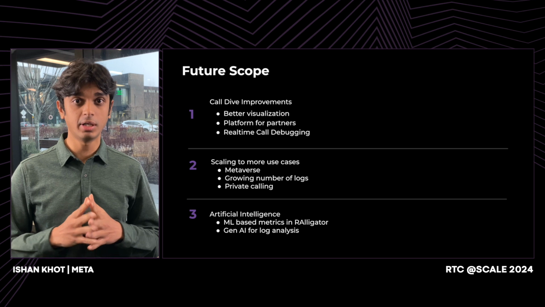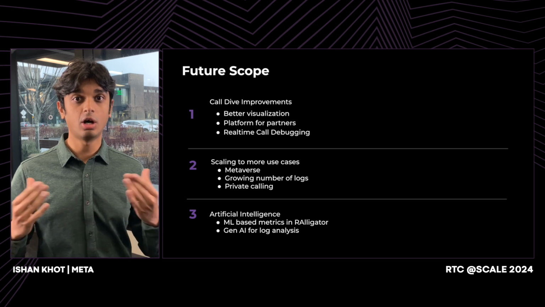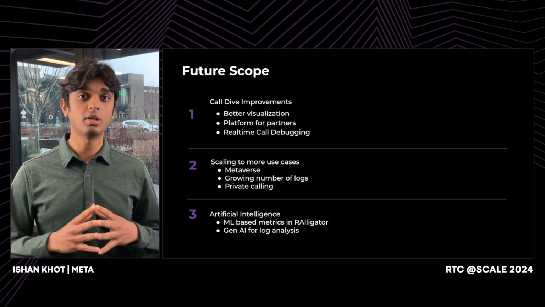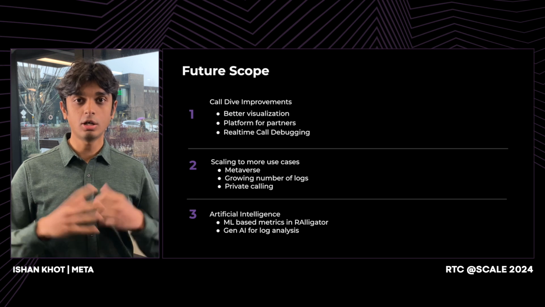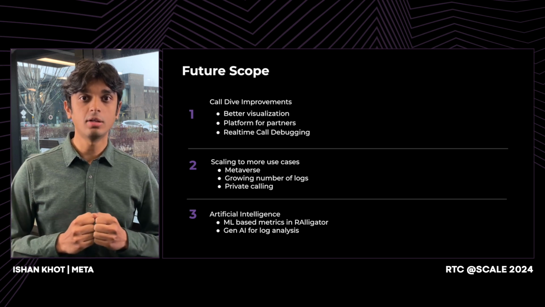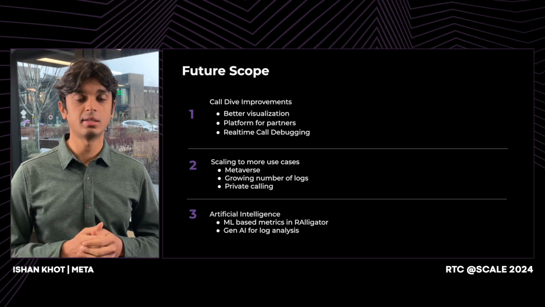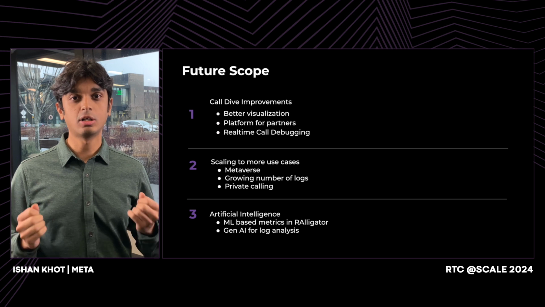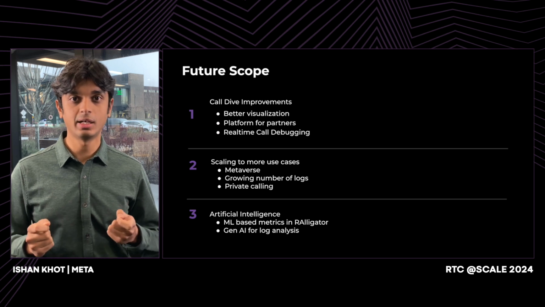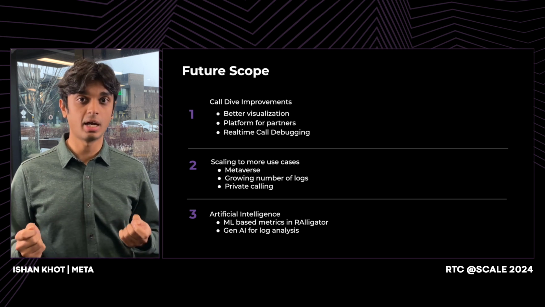Now, apart from just call debugging, there are various challenges in scalability. Video calling is now evolving beyond traditional audio and video to also serve other scenarios such as metaverse. These scenarios are much more complex and lead to a lot of logs being generated. This makes it very difficult to analyze all of these logs and also to handle them given the memory constraints that we have within systems such as RAlligator. So that is another challenge, and calling is also becoming more private. We want to give users full control over the data that they upload and how it gets used and processed. So this is another big challenge in the privacy area.